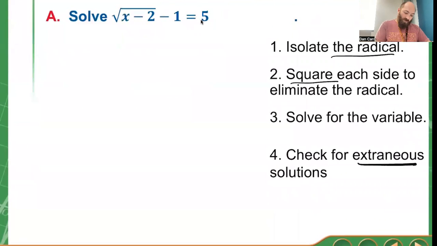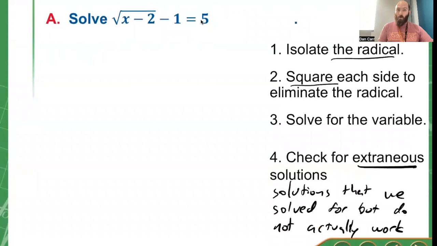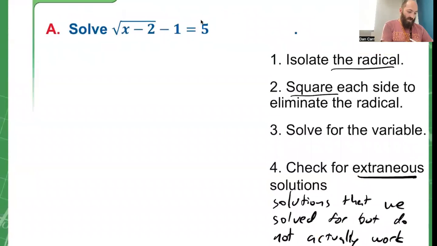So extraneous solutions are solutions that we solved for but do not actually work in the original equation. So in this case, we isolate the radical.